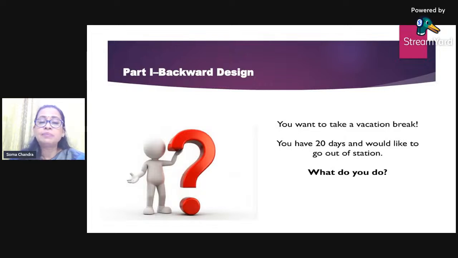So let's take up backward designing. Backward designing, as we have discussed, refers to what you want the children to achieve.